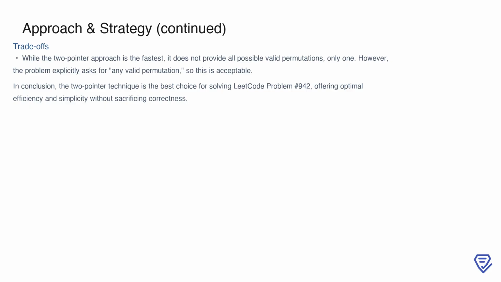and simplicity. In conclusion, the two-pointer approach is undoubtedly the best choice for solving LeetCode problem number 942. It balances efficiency, correctness, and ease of implementation, making it a practical and reliable solution for this permutation reconstruction task.